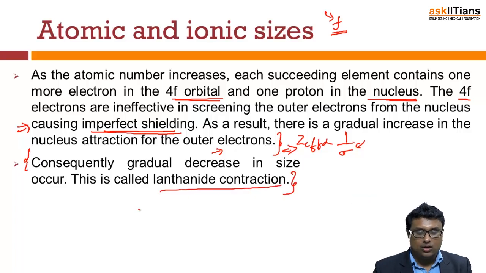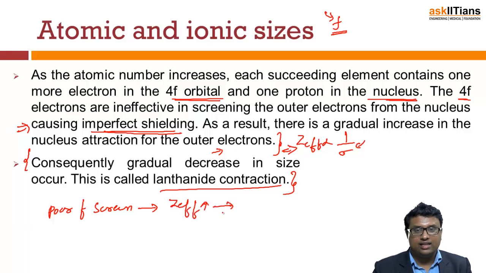So what is lanthanoid contraction? Because of the poor screening by f electrons, Z effective increases, and as Z effective increases, the atomic radii decrease gradually. This property is called lanthanoid contraction.